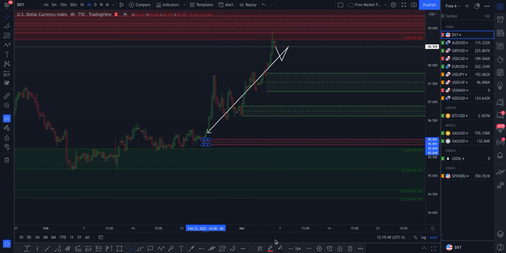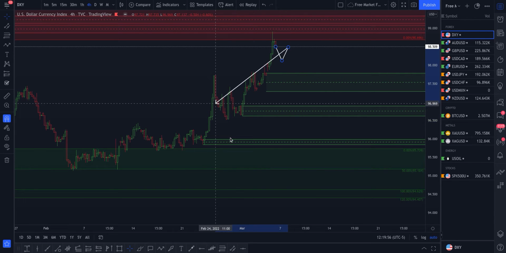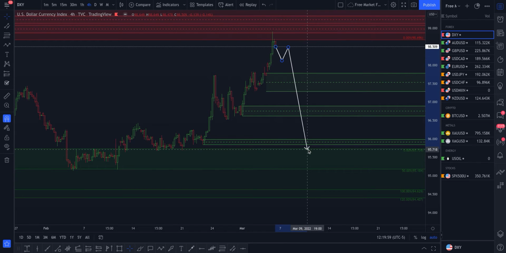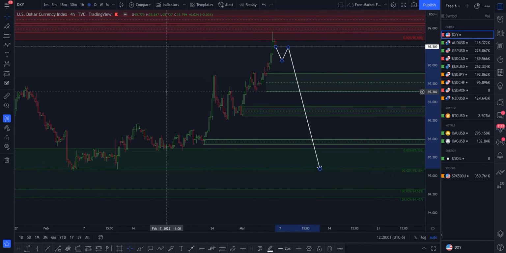All right, let's go ahead and mark that as a demand zone. So these are good places for us to take the market down, good targets for us to take the market down to. So short term institutional bias is short for the dollar.